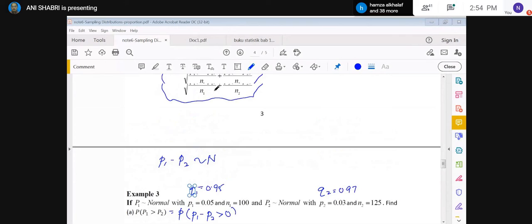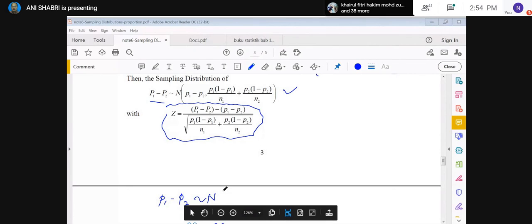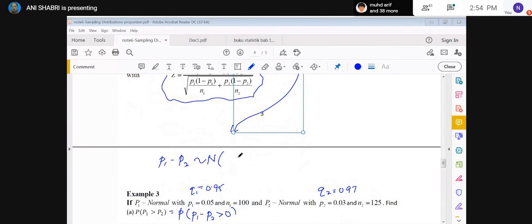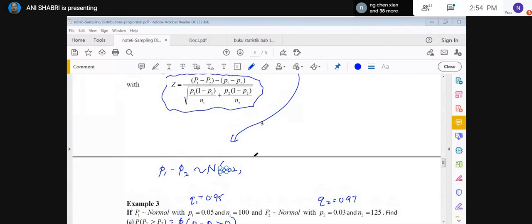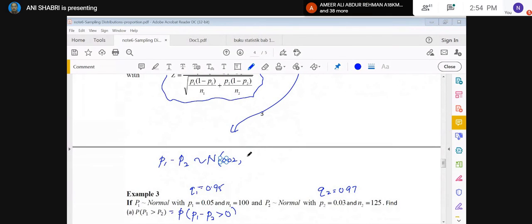Using rumus atas ni, tengok rumus tadi ni. P1 minus P adalah P1 minus P2. Ni, tengok rumus yang ni. Jadi P1 tadi kita dapat P1 sama dengan 0.05 tolak 0.03. Kita dapat 0.02. Lepas tu tengok dia punya PQ adalah P darab Q bagi ni. P adalah 0.05 sin Q 0.95 divide by N1. N1 is 100.